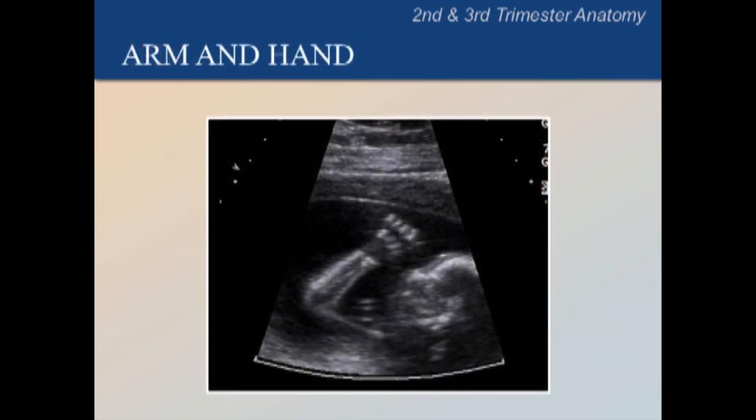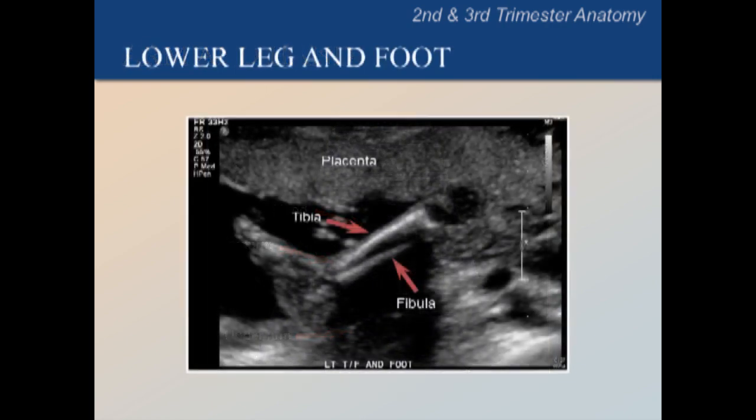Now we'll finish with the extremities. The arms and legs are often well seen because bones are hyperechoic. Here we can clearly see the hand, forearm, and upper arm. Here is a nice image of the lower leg and foot. Notice that there are two bones in the lower leg. The larger bone is called the tibia, and the smaller bone is called the fibula.